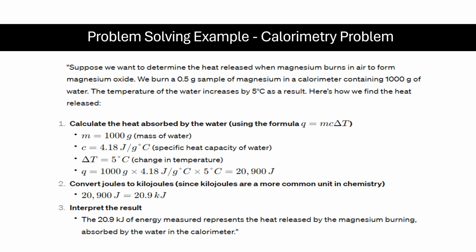So how to interpret this? The 20.9 kilojoules of energy measured represents the heat released by the magnesium burning with oxygen, which is absorbed by the water in the calorimeter.